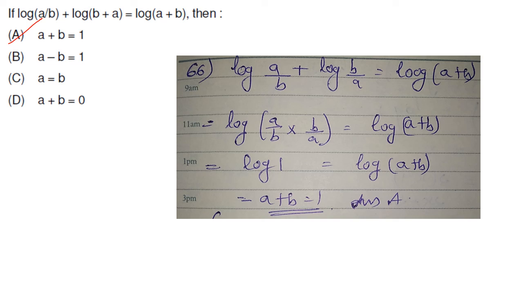Then next one, log A by B plus, it is not log B plus A, that's a printing mistake, it is B by A. Only then you will get log A plus B. Then log A by B into B by A is equal to log A plus B. Log 1 is equal to log A plus B is equal to 1. Answer is option A.